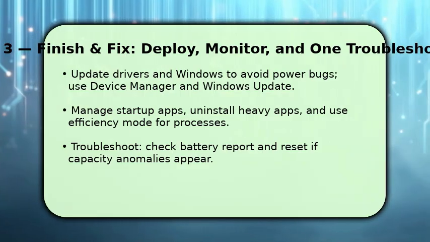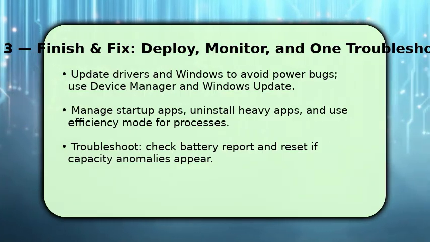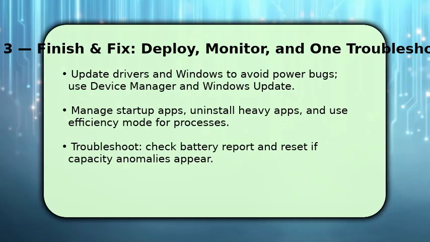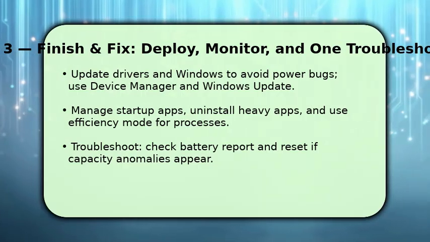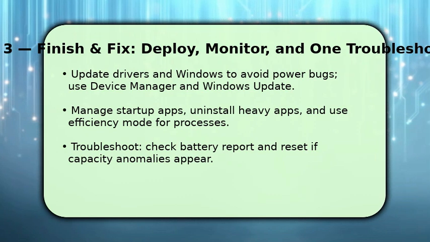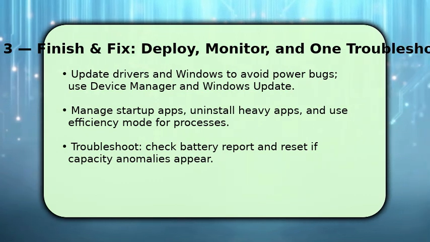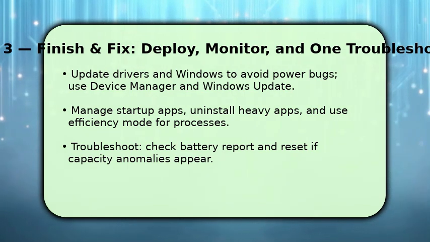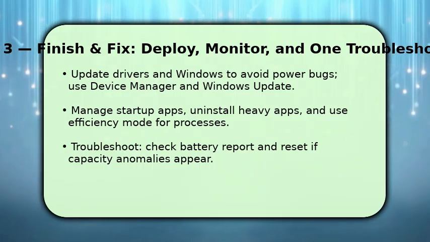Generate a battery report, powercfg /batteryreport, to inspect capacity and runtime trends. If you see anomalies, calibrate the battery by full discharge and recharge, or reset the power plan. If problems persist, update firmware or consult manufacturer support.